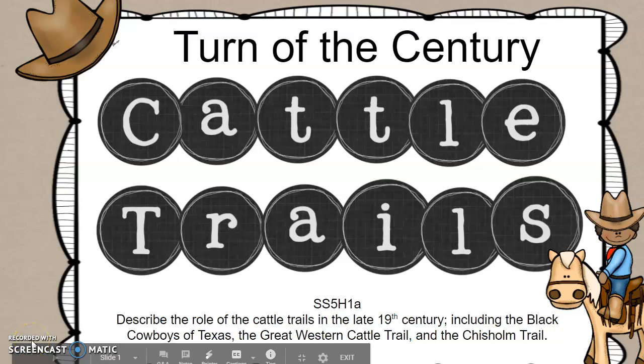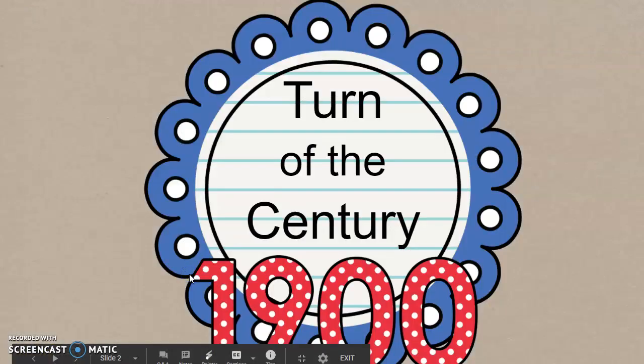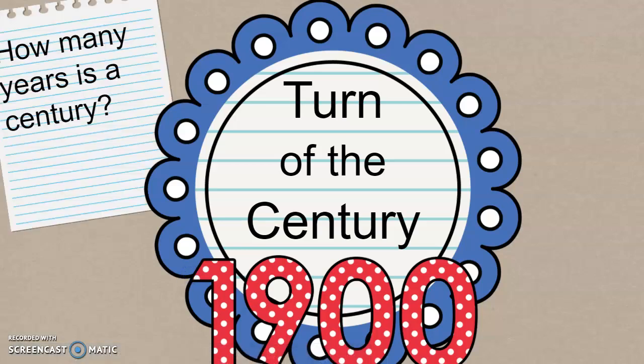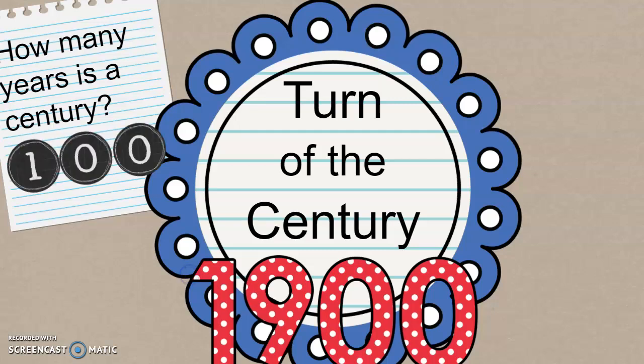Hey guys, we want to spend a little bit of time here going over the beginning of our turn of the century unit, learning about cattle trails and the cattle drive during this time period. And so when we think of our unit, the turn of the century, we're turning from the 1800s into the 1900s. So how many years is a century? That's right, boom, 100 years.